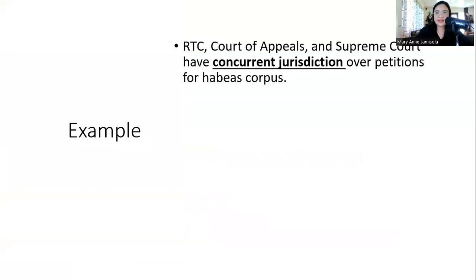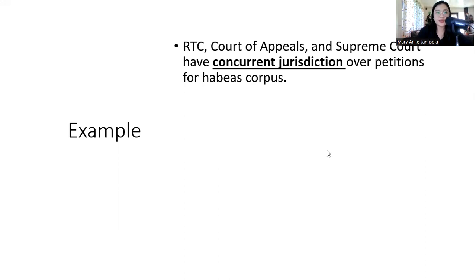So let's have an example for better understanding. Let's say we have this example when it comes to petitions for habeas corpus. Under the law, the RTC or Regional Trial Courts, the Court of Appeals, and the Supreme Court have concurrent jurisdiction over petitions for habeas corpus. Remember that the principle of judicial hierarchy is only applicable when there is concurrent jurisdiction, which is present in this case. So these three, the RTC, the CA and the Supreme Court, have jurisdiction over petitions for habeas corpus.